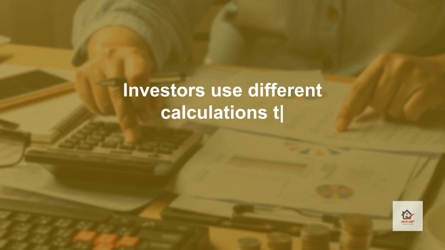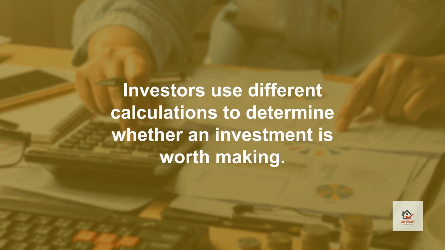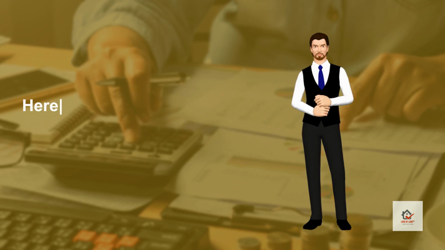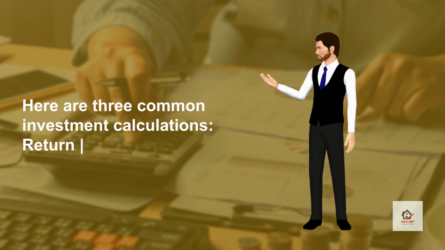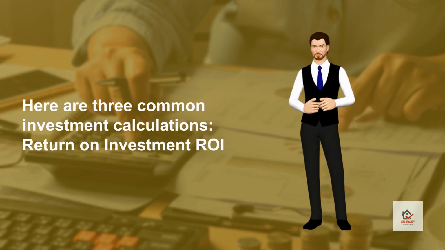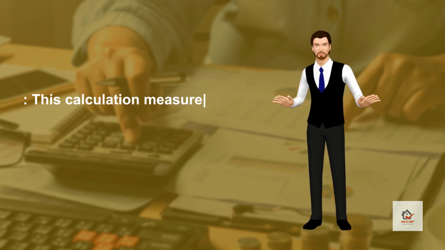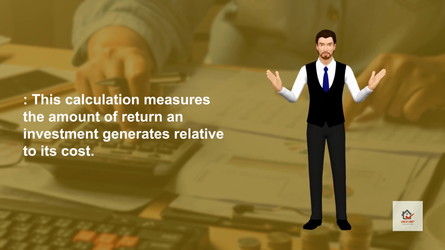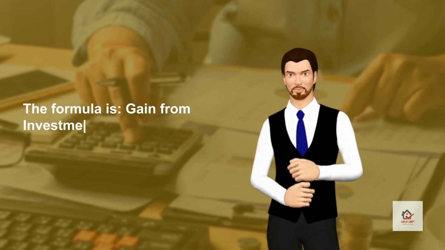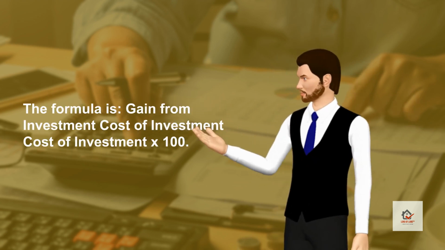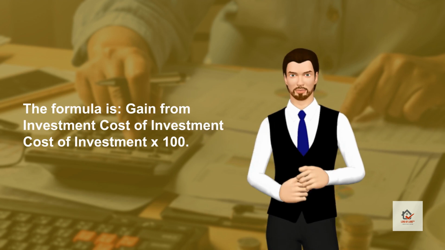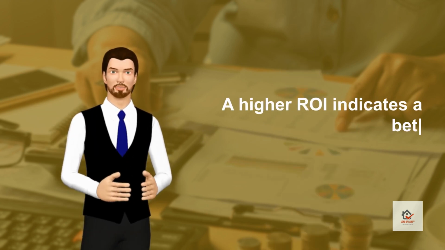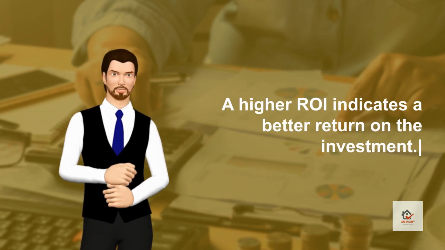Investors use different calculations to determine whether an investment is worth making. Here are 3 common investment calculations. Return on investment (ROI). This calculation measures the amount of return an investment generates relative to its cost. The formula is gain from investment divided by cost of investment, times 100. A higher ROI indicates a better return on the investment.